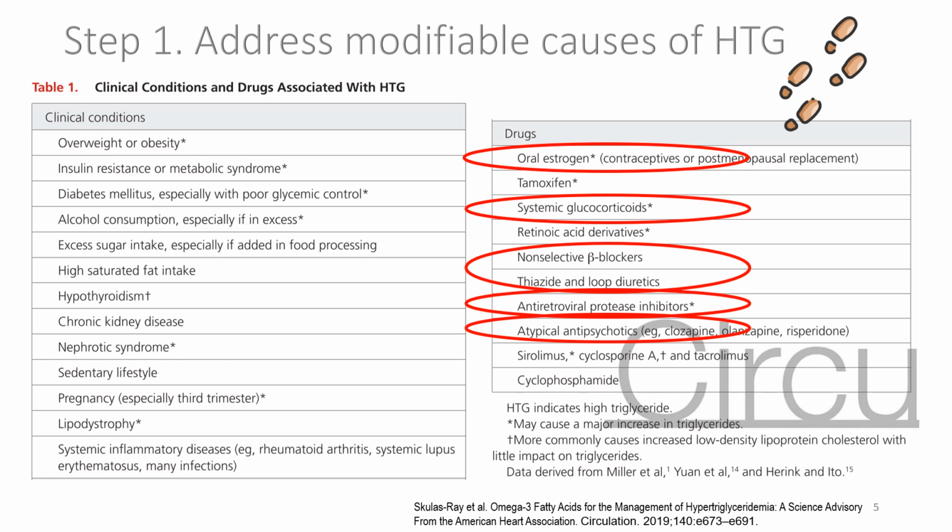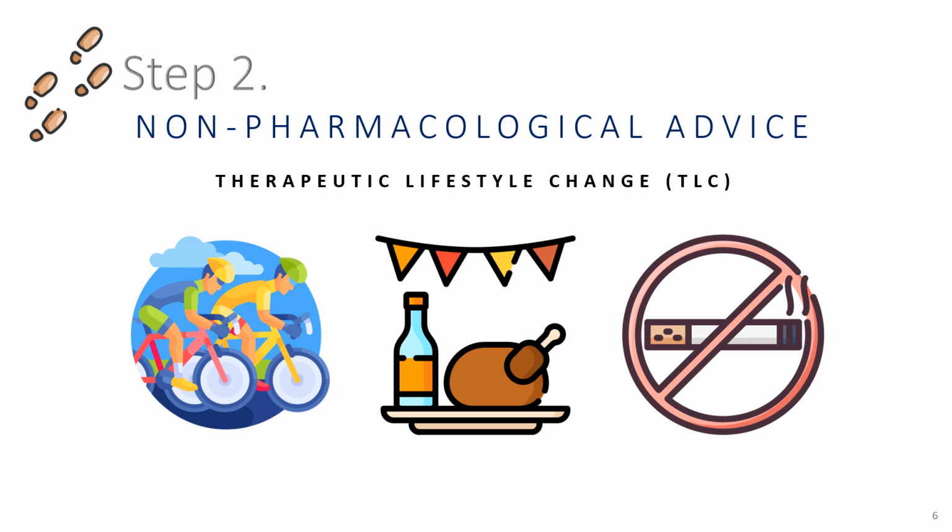In general, the principle is if there's an underlying cause, remove it. If you can't remove it, you minimize it. Now, if you cannot remove it and you need to minimize it and the triglycerides are still high, if it exceeds 5.6 millimoles per liter, that's when you need to think about treating hypertriglyceridemia with a drug. Step 2 will then be looking into non-pharmacological advice, or what they call therapeutic lifestyle change, or TLC.